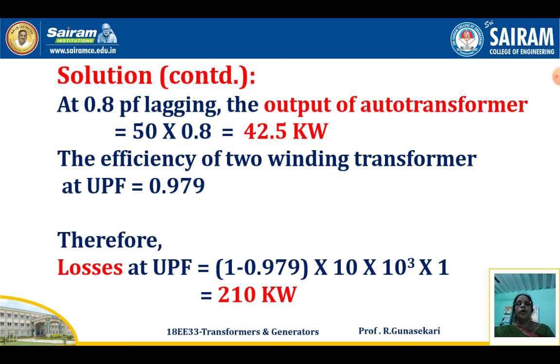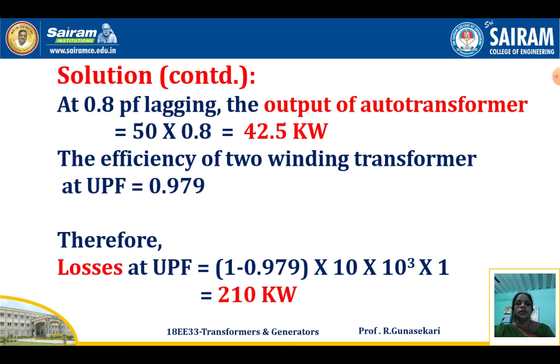Then the efficiency of the two winding transformer at unity power factor at full load is 0.979, which is given in the problem. So we can calculate the losses at unity power factor. So 1 minus 0.979 into 10 kVA, that is 10 into 10 to the power 3, into power factor. That is the formula, the kVA into power factor.